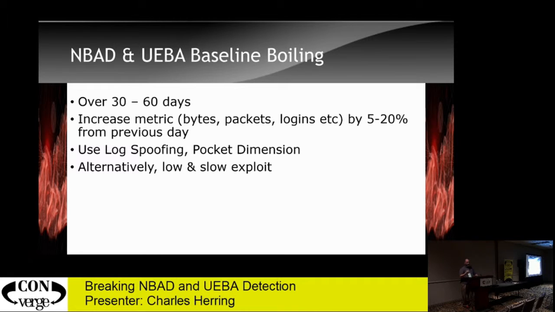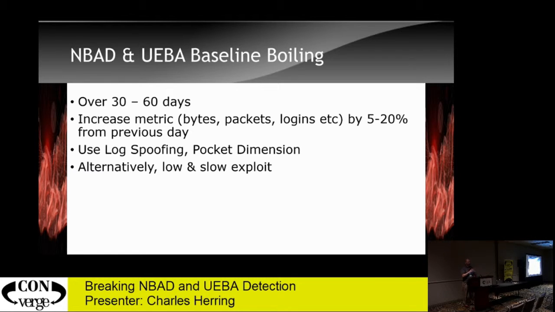Baseline boiling, same types of techniques. It just takes a lot of time. So you basically, every day you increase the metric that you're generating either in the pocket domain or on the real network. So you can download a meg of traffic on day one, then a meg and a half on day two. When you're dealing with different technologies, some of them build baselines on a per entity basis, so every host has its own baseline. Other technologies use set-based baseline, so all of the wireless hosts share a common baseline. So when you're boiling a set-based baseline, you need to have more participants in the boiling.